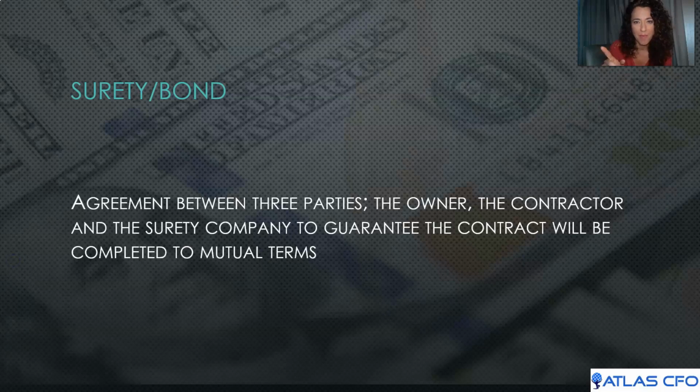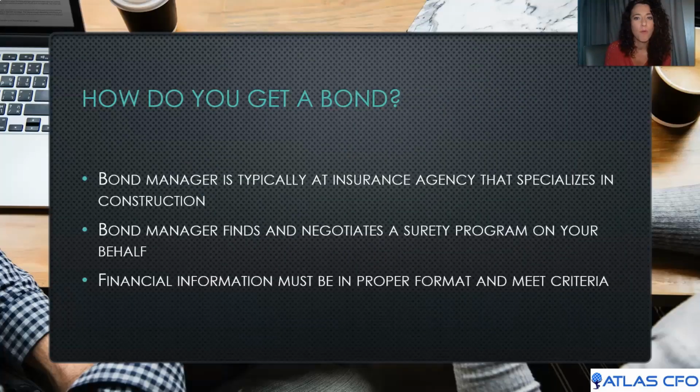If you remember from the previous video, this is an agreement between three parties, which is the owner of the project, the surety, and the contractor. And these are mutually agreed upon terms, but as well, if you remember, this is operating more like a bank than it is like an insurance product, because although you start with an insurance agent or a bond manager that is typically part of an insurance agency, they will then get you in touch with and coordinate a surety program for you. But because of all the requirements, it feels a little bit more like a loan or a banking relationship. So if you haven't watched that previous video, you can check that out.